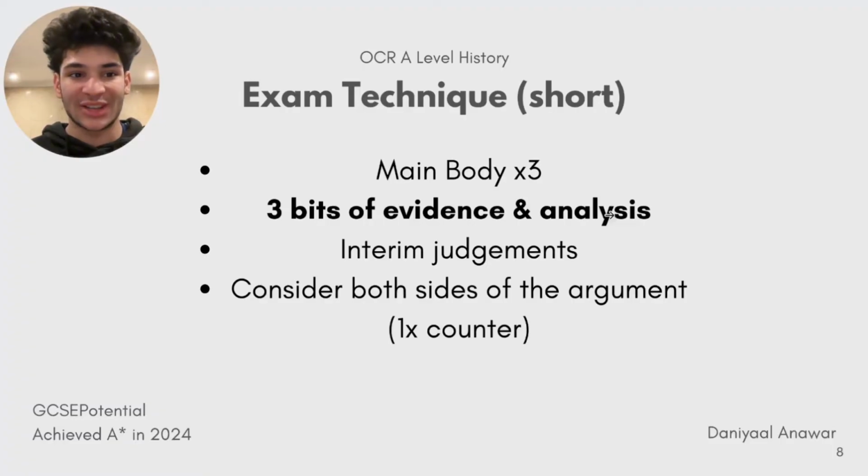Interim judgments is just the idea that after you provided evidence and analysis, you relate it back to your overall point within the paragraph. And then considering both sides of the argument is just at the end of the paragraph, you use a piece of evidence to counter the point that you've made, just to show that you're balancing it up. But then after you've countered it, you beat it up. So just to reiterate, 3 big pieces of evidence and analysis supporting your point. 1 piece going against your point, but then you beat up the piece going against your point to sort of solidify your point. That's what I did.